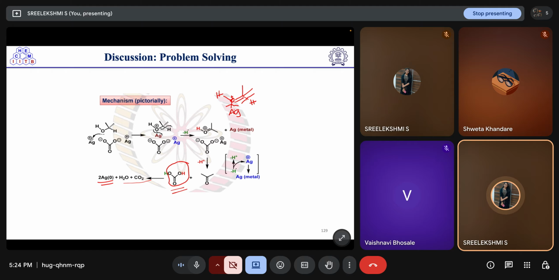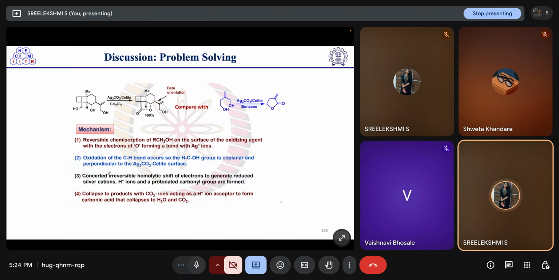Firstly, oxygen lone pairs will attack the silver, forming this intermediate. Then homolytic cleavage of these two bonds will result in the formation of this. Then a proton loss will give the oxidized compound. So, consider an irreversible homolytic shift of electrons to generate a reduced silver cation, H plus ion, and a protonated carbonyl group. Then the products collapse, with the CO3 minus ion acting as an H plus ion acceptor to form carbonic acid, which then collapses to a water molecule and carbon dioxide.